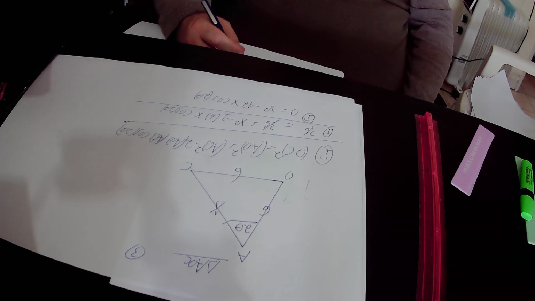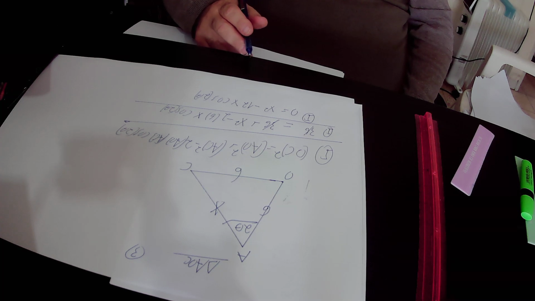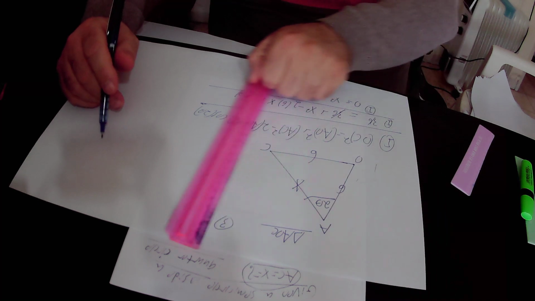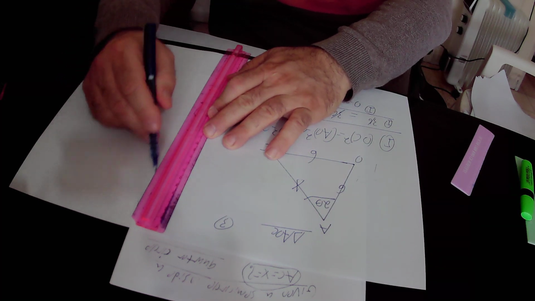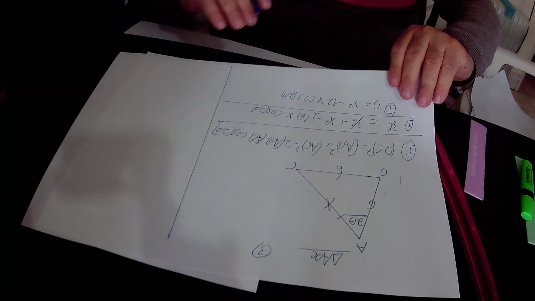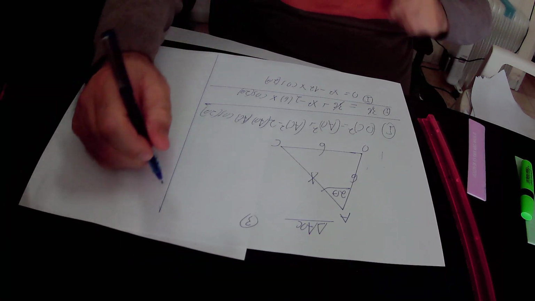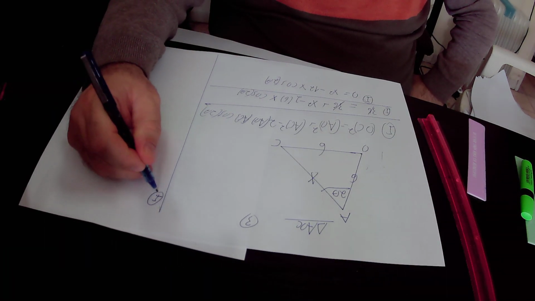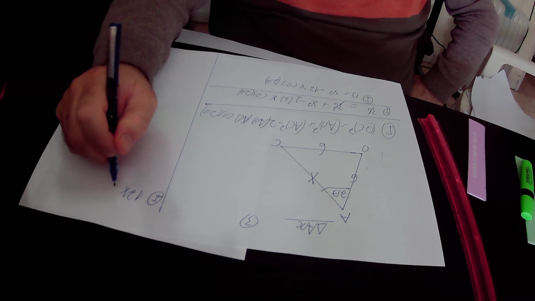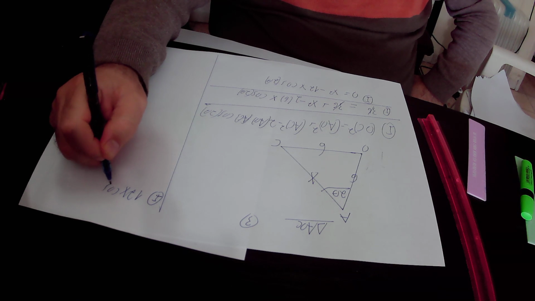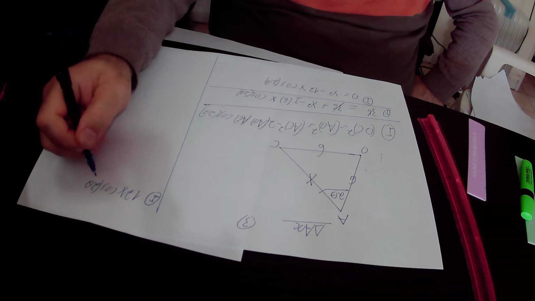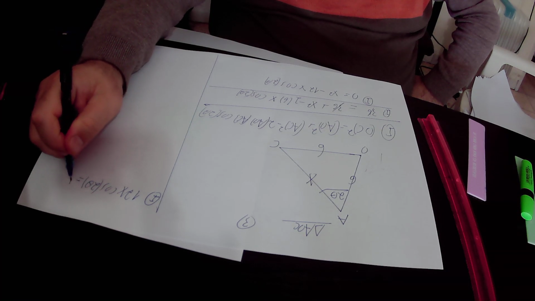Here we will add 12x cosine 2 theta to both sides of equation number 1, and we will get that, according to equation number 1, 12x cosine 2 theta equals x squared.